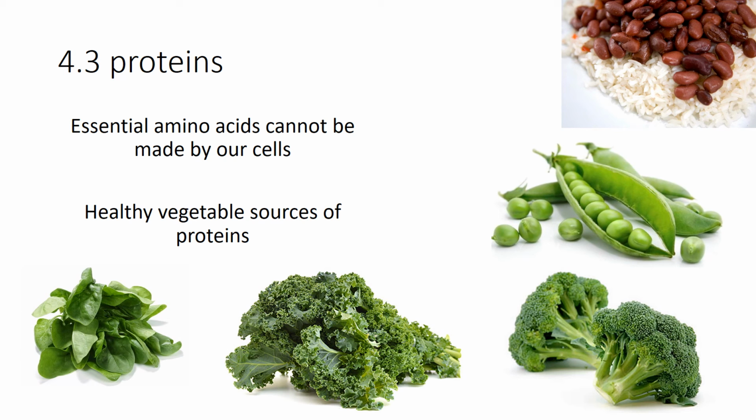All plants have all 20 amino acids. The problem is that some plant material may have so few of the amino acids we need that it can be hard for our body to digest them. But healthy vegetable sources like spinach, kale, broccoli, and legumes, mixed with different types of rice, will give you all the amino acids you need.